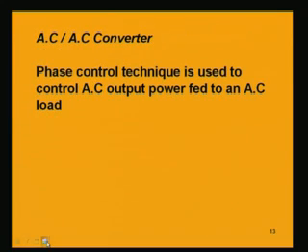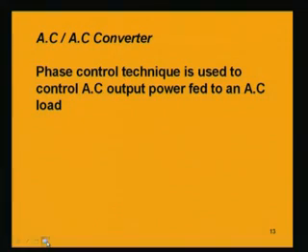Now, the AC to AC converter is a device where the phase control technique is used to control the AC output power fed to an AC load. We are considering a load which is getting an AC power. The AC to AC converter using thyristors does the controlling of the AC output power to an AC load.